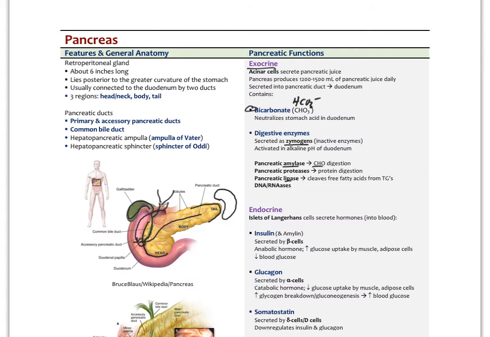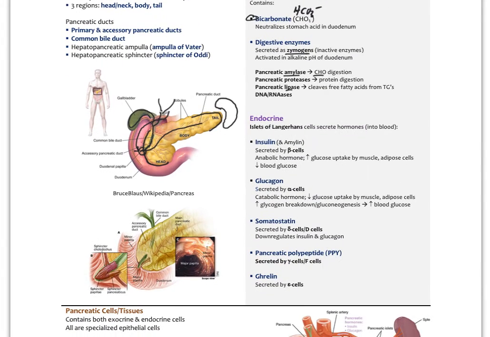The endocrine pancreas is secreting, of course, directly into the blood, and that consists of the islets of Langerhans. So these are small collections of cells that are scattered throughout the pancreas. They're connected not to the pancreatic duct, but to the capillaries that go through the pancreas. And the primary secretion, of course, is insulin, and that is secreted by beta cells. Beta cells also secrete amylin, and we'll look at those functions later.